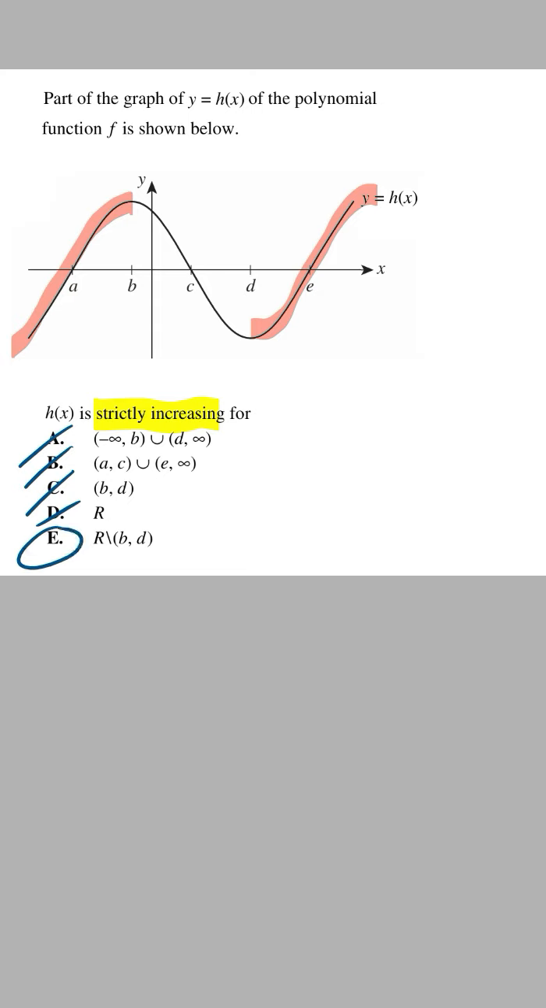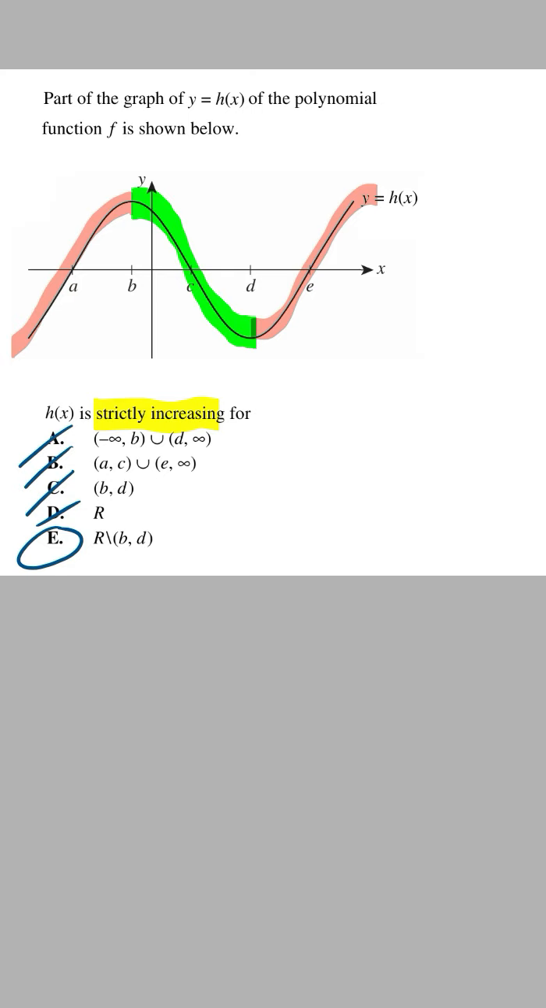But why? Because this is the same as saying all the real values are going to make this function strictly increasing, except for values from B to D. Now, we're not going to include B and D because the values of B and D are included in the section where the function is strictly increasing.